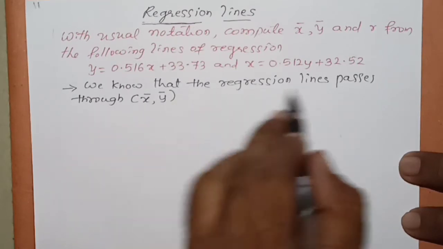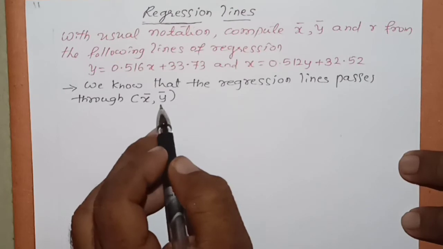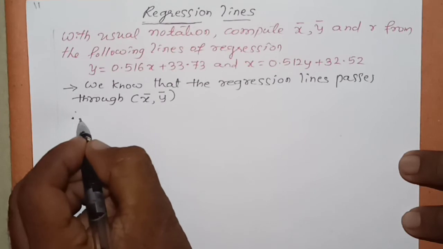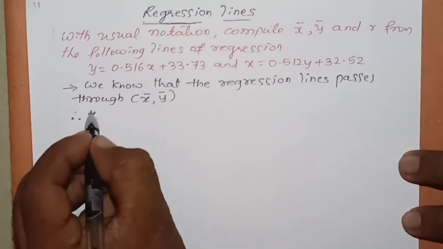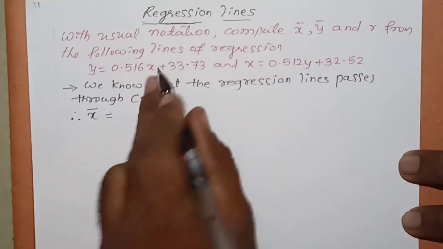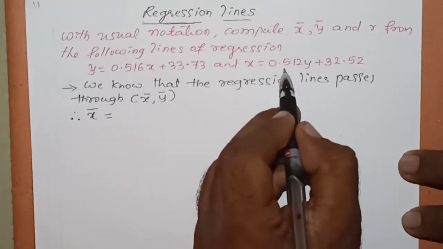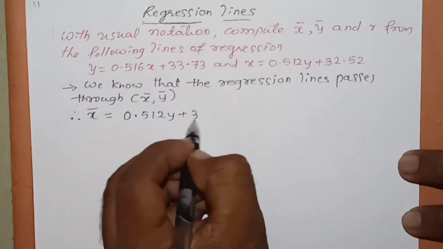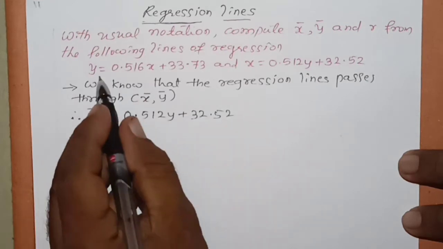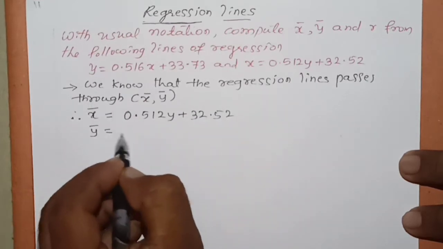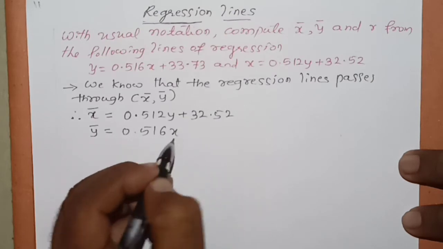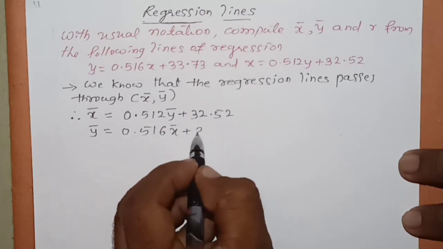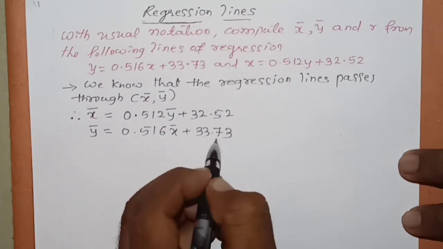Coming to the solution, we know that the regression lines pass through x bar, y bar. Therefore, x bar is equal to 0.512 y bar plus 32.52 and y bar is equal to 0.516 x bar plus 33.73.